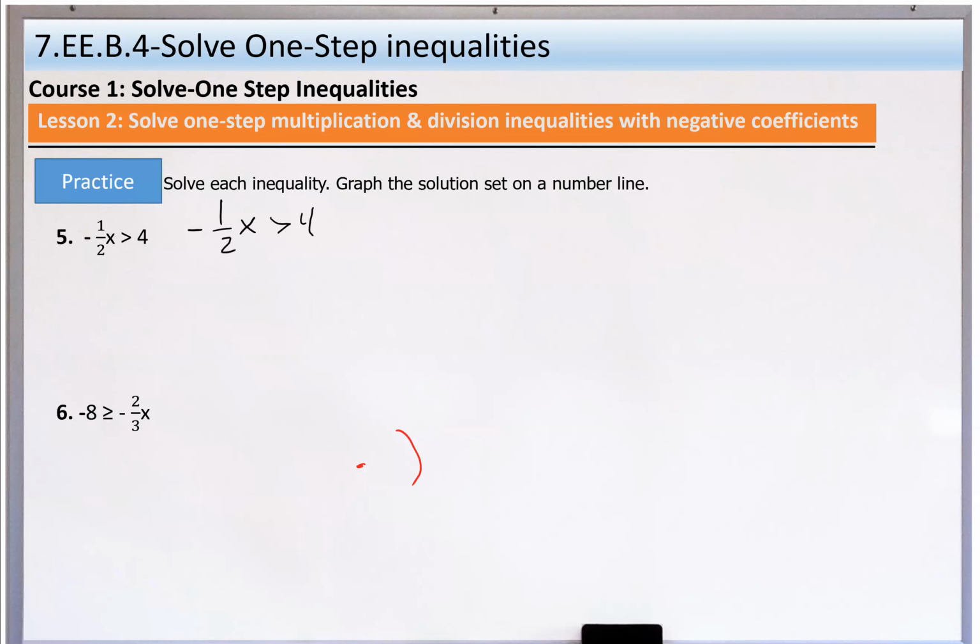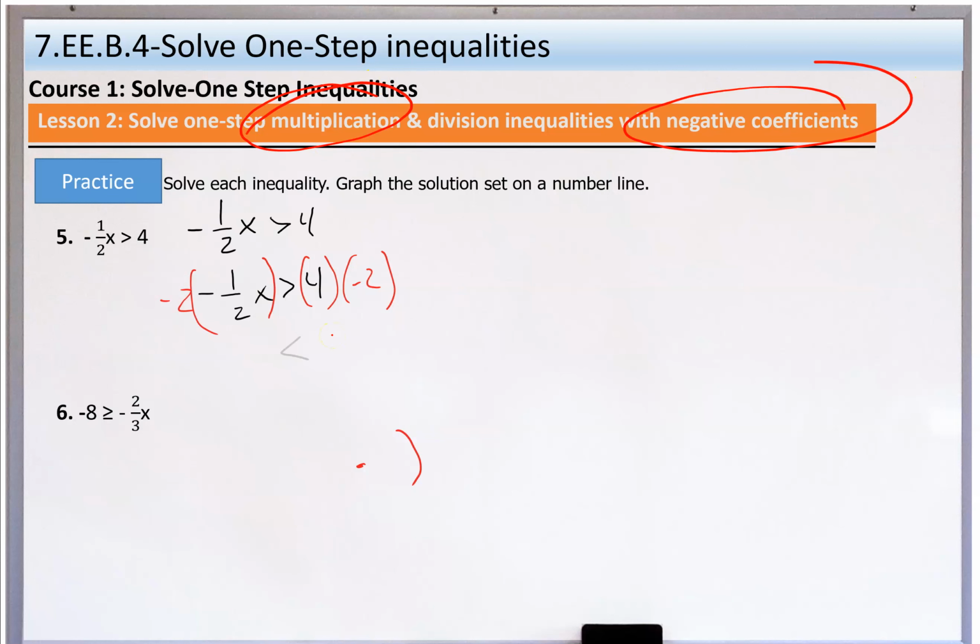So let's evaluate. I have a negative coefficient. I multiply both sides by negative 2. I'm multiplying by a negative 2, so that means I have to invert my sign. The 2's cancel. Negative 2 times negative 1/2: they're multiplicative inverses, so that's equal to 1. And negative 2 times 4 is negative 8.